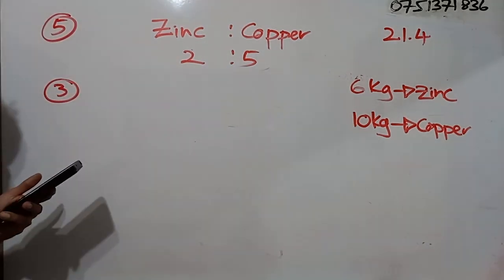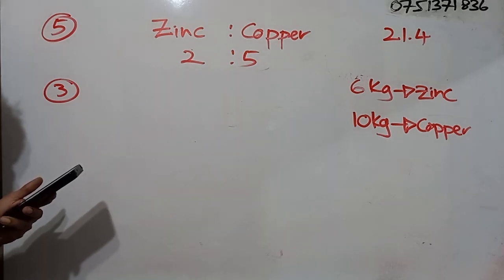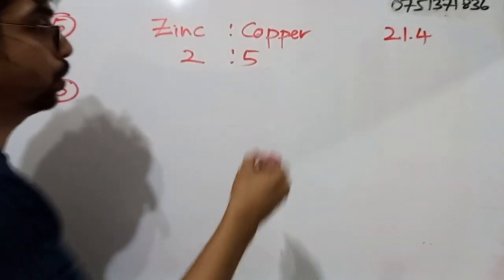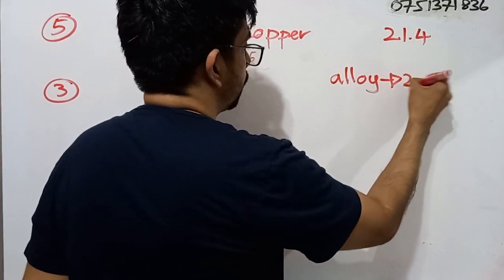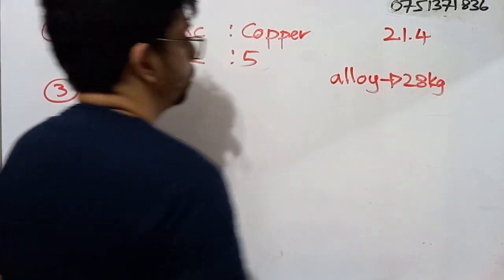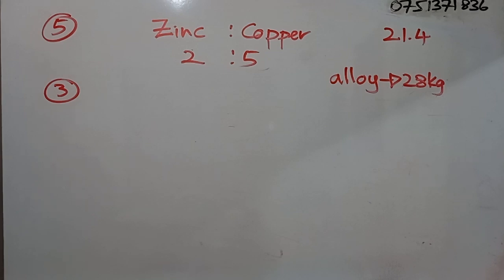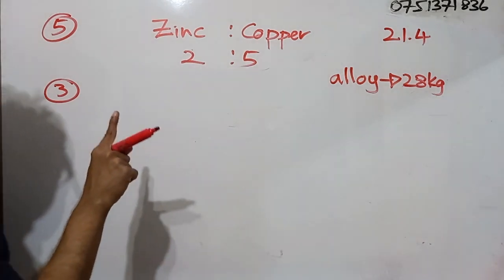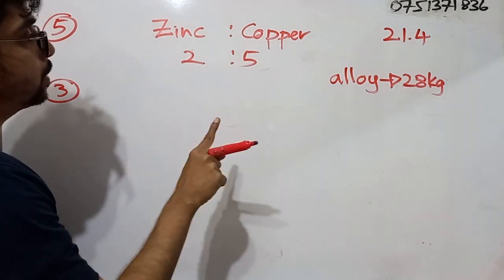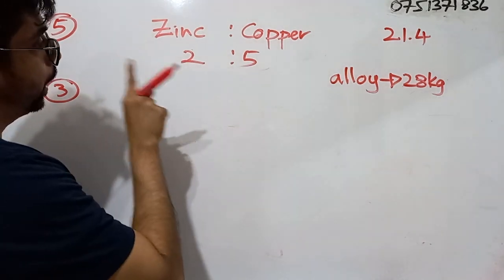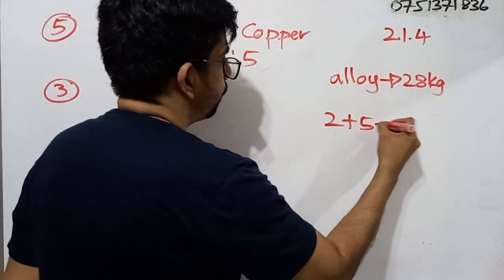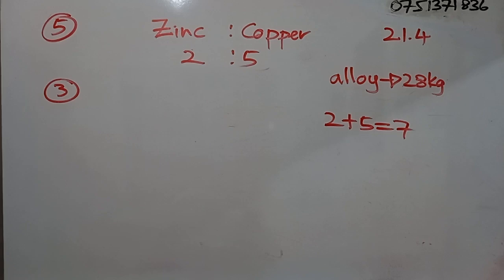Third part. Find the mass of copper in 28 kilograms of the alloy. So now the alloy, the weight of that is given to us, right? Which is what? 28 kilograms. Okay. So we need to calculate what? The mass of copper. So here, how many total parts are there? The ratio is 2 to 5. That means number of equal parts are what? 7. Right?